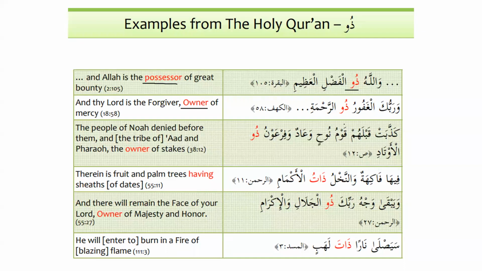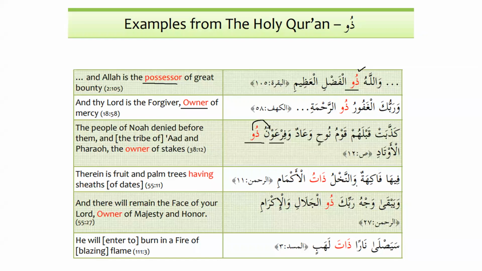وَرَبُّكَ الْغَفُورُ ذُو الرَّحْمَةِ. So here it is marfu because it is khabar. And here it is also marfu because it is khabar. كذبت قبلهم قوم نوح وعاد وفرعون ذو الأوتاد. Here it is being used for Fir'aun, the possessor of the stakes. The people of Nuh, alayhi salam, denied before them, and the tribe of Ad and Pharaoh, the possessor of stakes. So here it's being used for Fir'aun. So Fir'aun is marfu, so Dhu is also marfu.